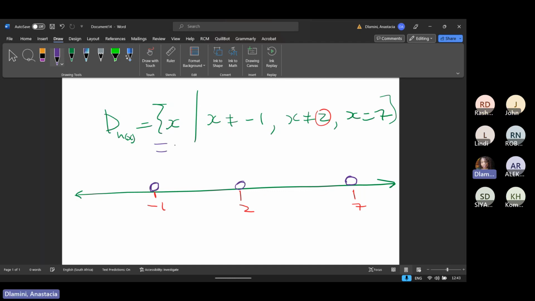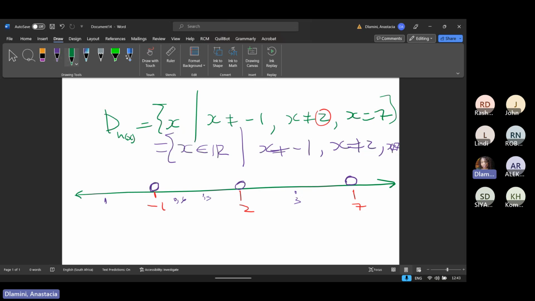Because remember, they're saying that x is an element of real numbers, but it should not be equal to -1, 2 or 7, meaning that it can be any other number. It can be 3, and 3 is here. It can be 1.5, and 1.5 is somewhere here. It can be 0.06, it's somewhere in here. It can be -5, -5 is somewhere here. But it should not be -1. It should not be 2. It should not be 7.